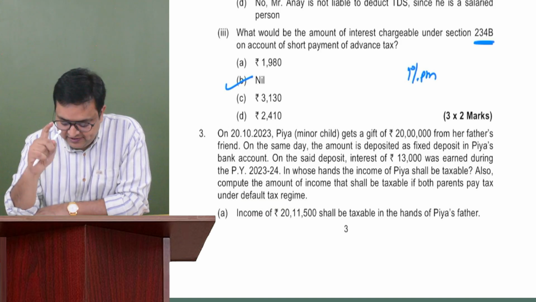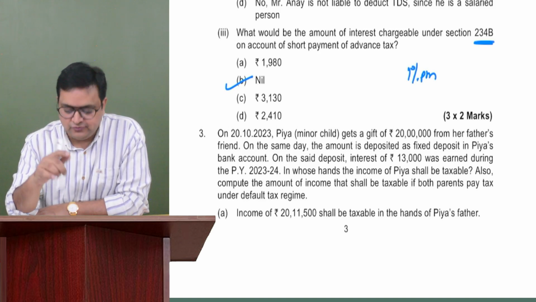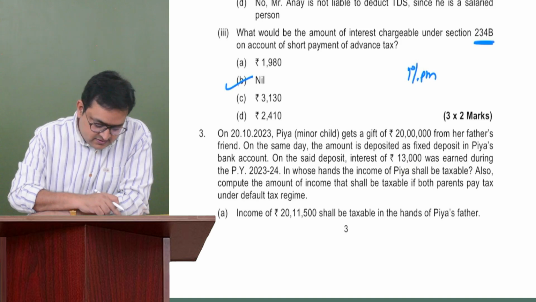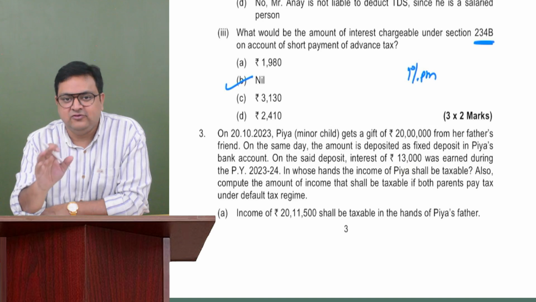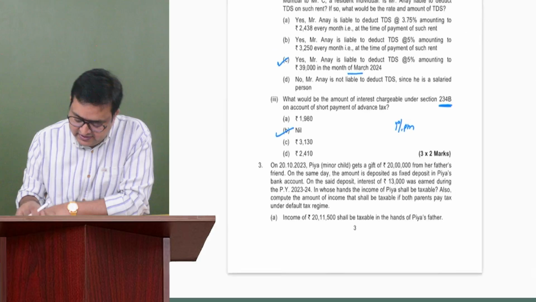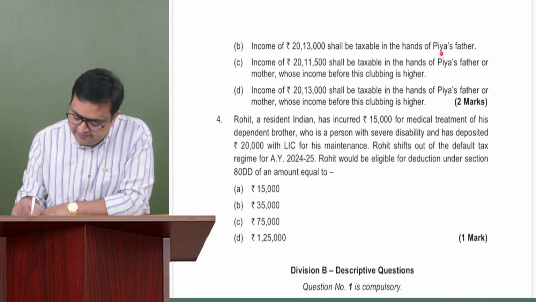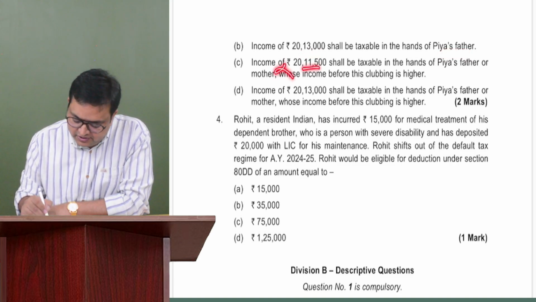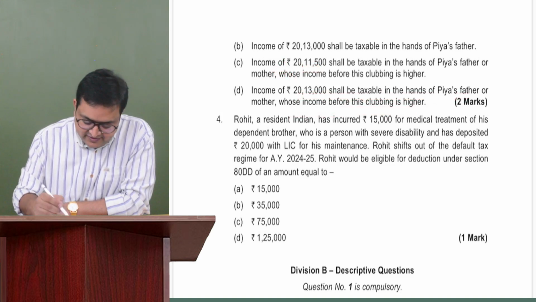If the assessee is following the default regime, then there would be no exemption of 1,500 either. So 20 lakh plus 13,000 would be taxable, with no deduction. So 20,13,000 shall be taxable in Priya's father's hands. We will not give that 1,500 exemption. It could be, but it depends upon the mother's income also. So 20,13,000 shall be taxable in the hands of Priya's father or Priya's mother, whose income before such clubbing is higher. Very good. This is the correct answer.